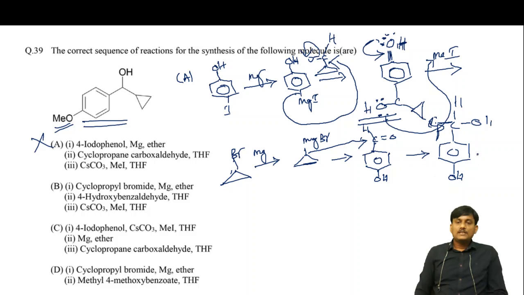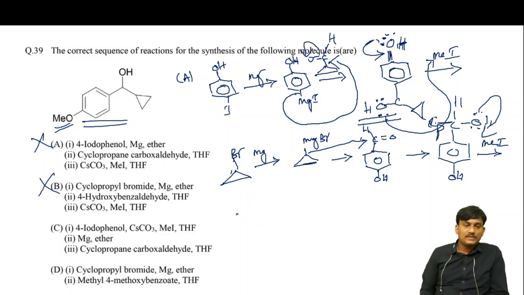So when you react with the methyl iodide, in this case also which one participate? These electrons, these OH will participate. So methylation takes place at this OH, not at the phenolic OH. So this one is also not correct.